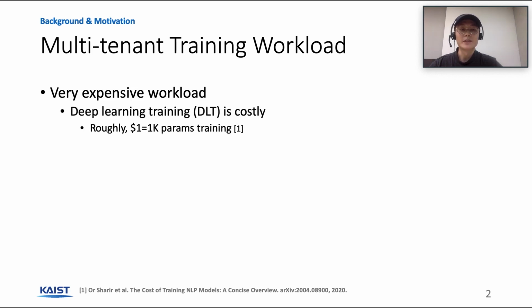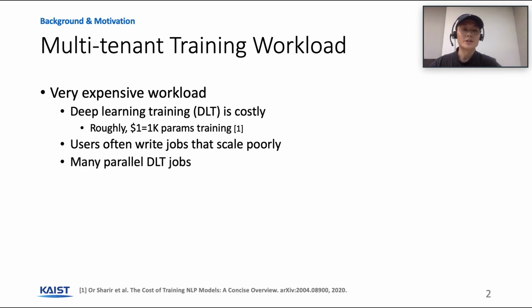First of all, deep learning training, or DLT, is well known to be costly. According to a recent report, modern NLP models cost roughly $1 per 1,000 parameters training. Moreover, users of this system are often non-experts in distributed systems, thus these jobs often scale poorly and underutilize resources. The workload also runs many of such DLT jobs simultaneously.